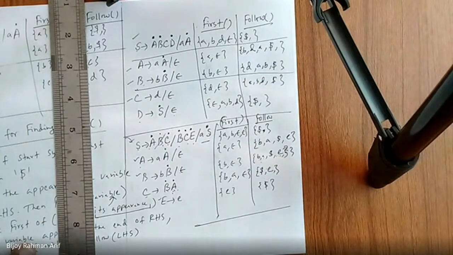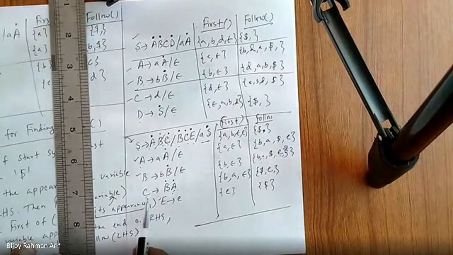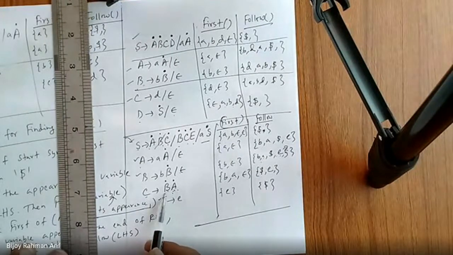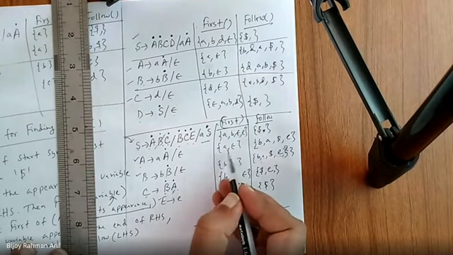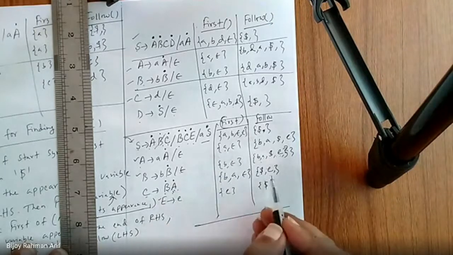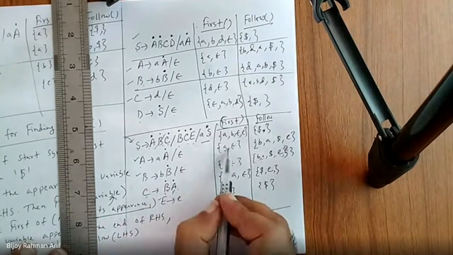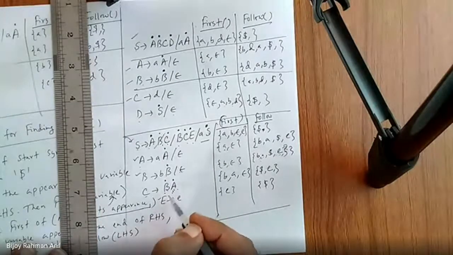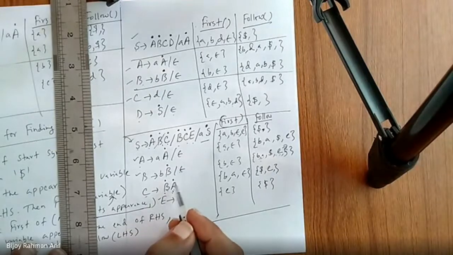Rule 3 is for example this one. Follow of B is nothing but first of A. What is first of A? A. So definitely in the follow of B, A would be there. But A also has epsilon. So if we put epsilon over here, it contributes nothing, but then B appears at the end. Am I right? Yes, sir.